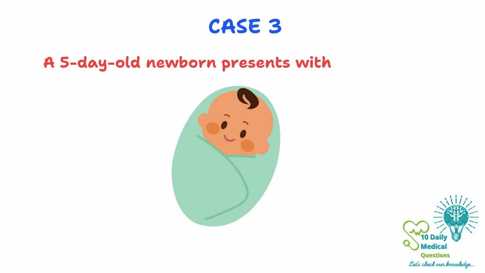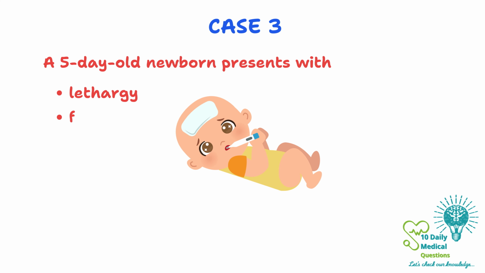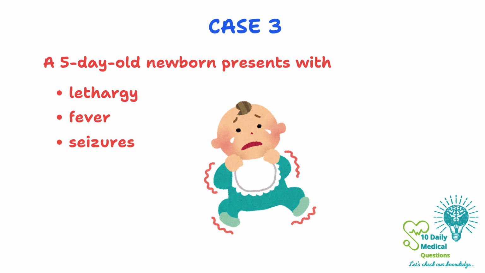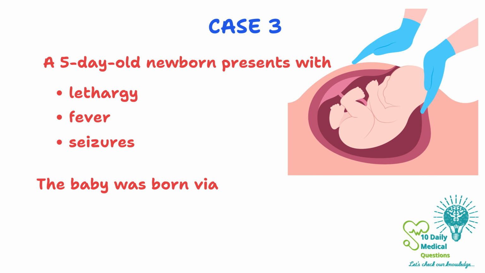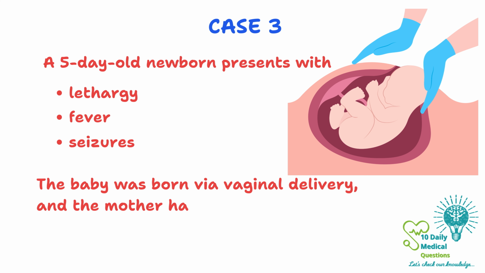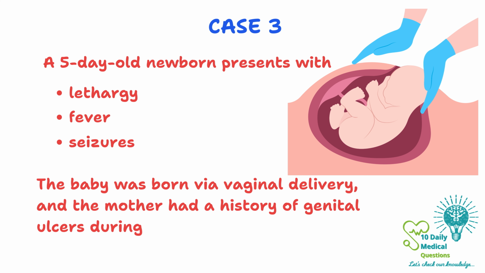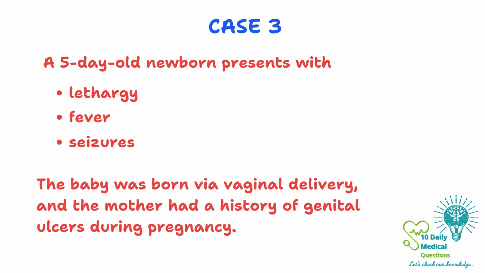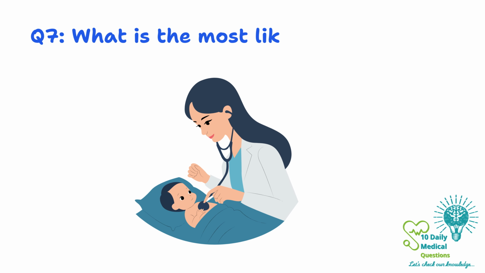Case 3. A 5-day-old newborn presents with lethargy, fever and seizures. The baby was born via vaginal delivery and the mother had a history of genital ulcers during pregnancy. Question 7. What is the most likely diagnosis?